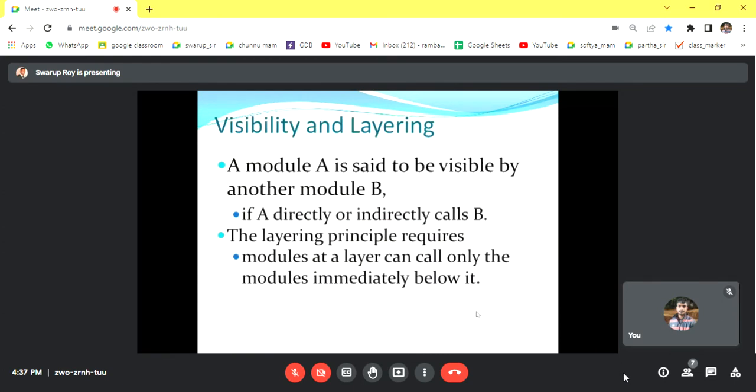Now there is another concept called visibility. If it's a good design, there is something called visibility. What is visibility? Say there are two modules, A and B. If these two modules are connected in some way, maybe A is invoking B or B is invoking A, it doesn't matter, then we call that A is visible to B or B is visible to A.